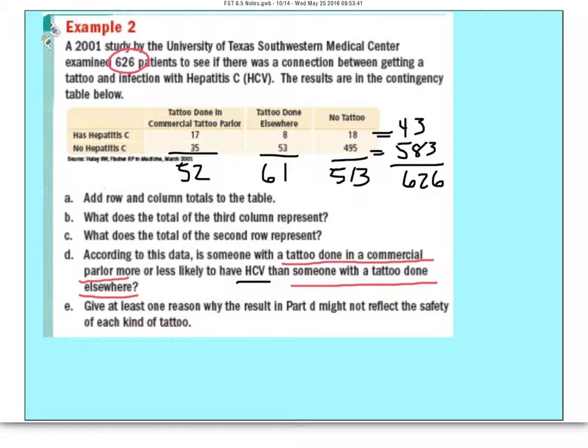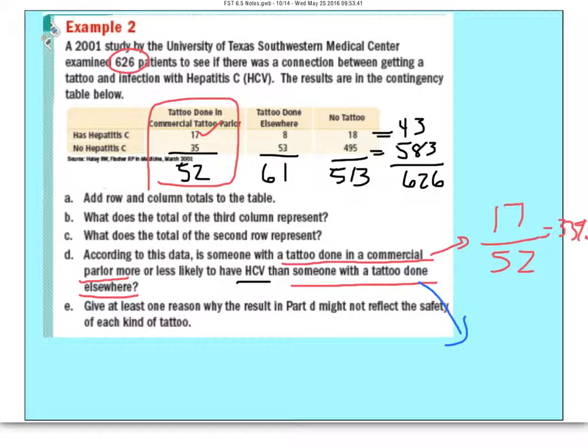So the first question, tattoo done in a commercial parlor, they're looking at all the 52 people. So it's something out of 52. And the question is, are you likely to get hepatitis. That would be 17. And this comes out to 33%. Then the next one, someone with a tattoo done elsewhere, that would be the 61 people. And they did get hepatitis, so that would be 8. So this percent comes out to be 13.1%.